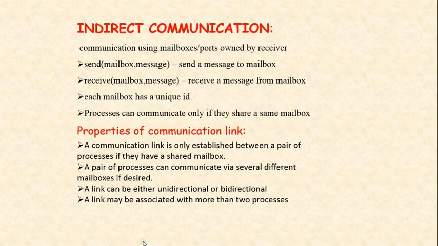Indirect communication. Here, the messages are sent and received using mailboxes, ports, and channels. Each mailbox has a unique ID. Processes can communicate only if they are sharing the same mailbox. Properties of the communication link. A link is established only if a pair of processes share a common mailbox. A link can be associated with more than two processes. Each process can share several communication links, and a link can be both unidirectional or bidirectional.